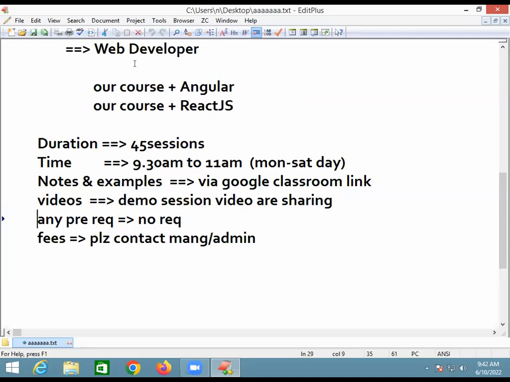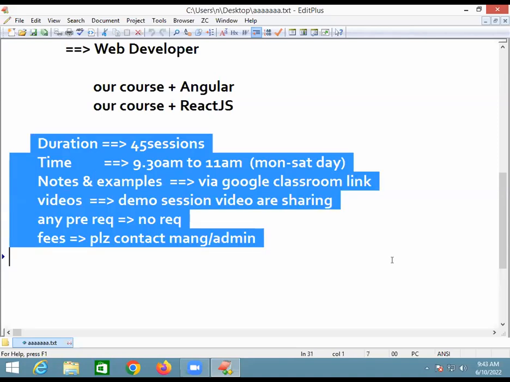Next, for joining or learning this course, are there any prerequisites? No prerequisites. We don't need knowledge of any other subjects. Anybody can learn this course. C knowledge, .NET knowledge, Java knowledge, none is required. It's an open course for everybody. Irrespective of your background qualifications, you can learn this course.